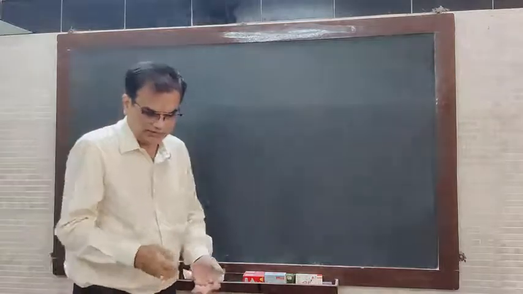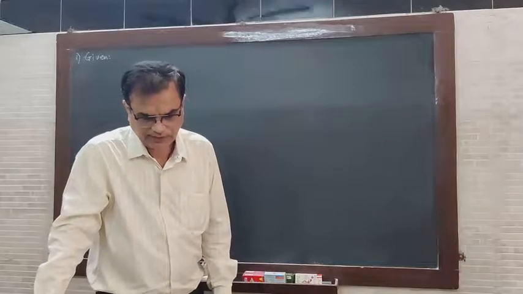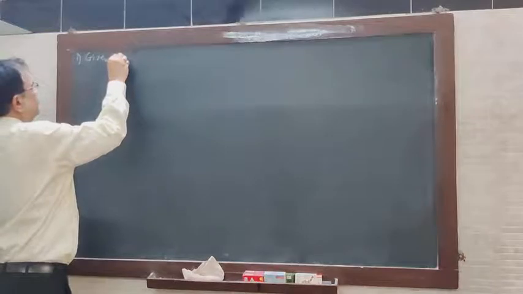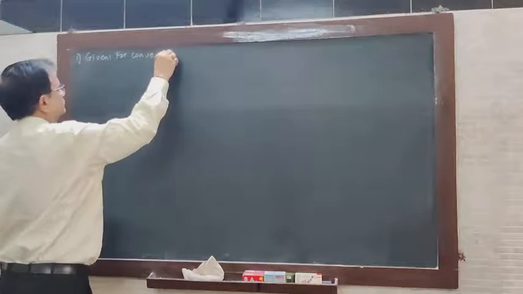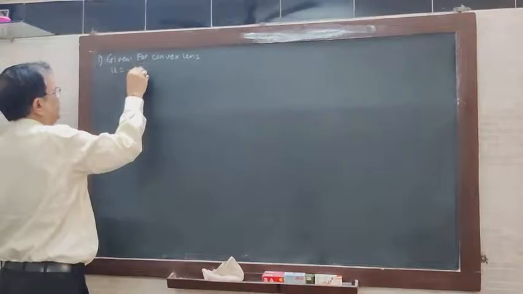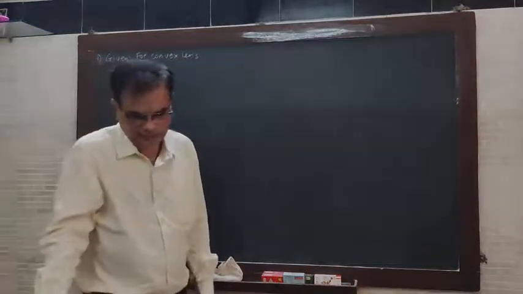Now first we do the sums, the examples on page number 86 of your textbook. First sum. Given: an object is placed vertically at a distance of 20 centimeters from a convex lens. So, for a convex lens, an object is placed at 20 centimeters. So, u is equal to minus 20 centimeters.